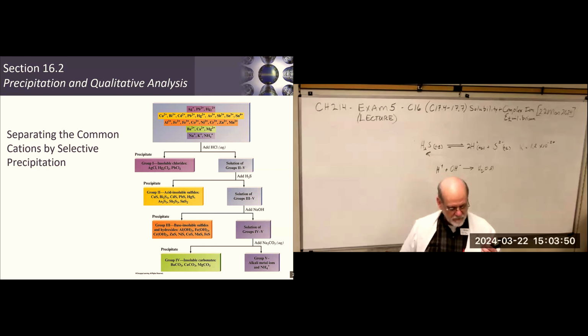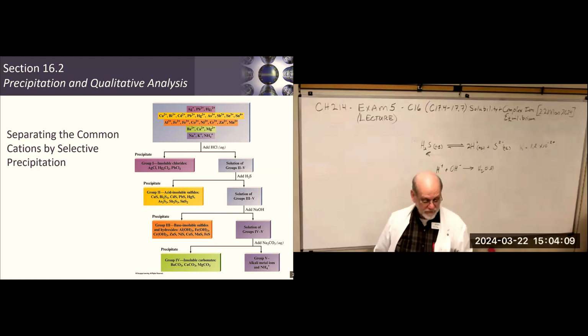Add aqueous hydrochloric acid. That would separate the ones with very, very low, extremely low KSPs. And that would include the silver, mercury, and lead out of that group. Right? That's group 1.